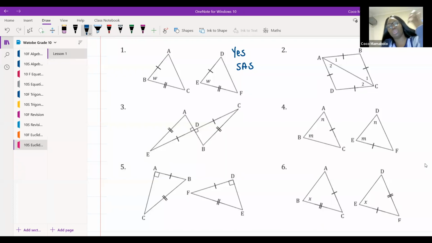What about number 2? Let's talk about number 2. Is number 2 congruent? Yes or no? Yes, Logan. Ma'am, yeah, it is congruent. It's side, side, side. Excellent. Good.